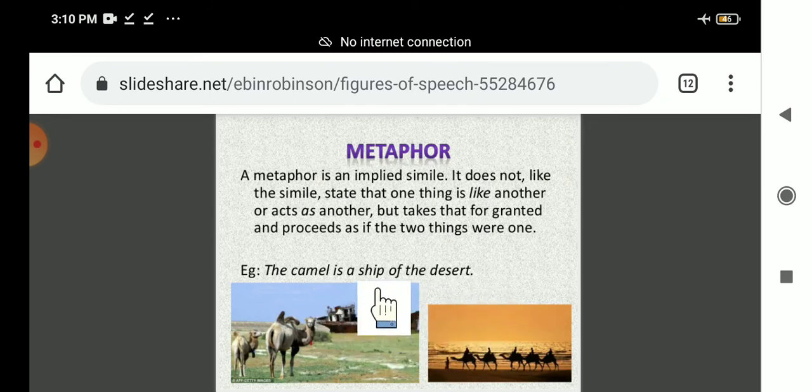So what is the meaning of the ship? A ship is used to travel from one place to another, and the ship never gets tired. In the same manner, the camel also travels from one place to another in such a harsh desert, and the camel never gets tired. So here the ship's meaning is given to the camel straightforwardly, without using like, as or so, and then it is called metaphor. Understood, student? Very simple and understandable meaning they have given.